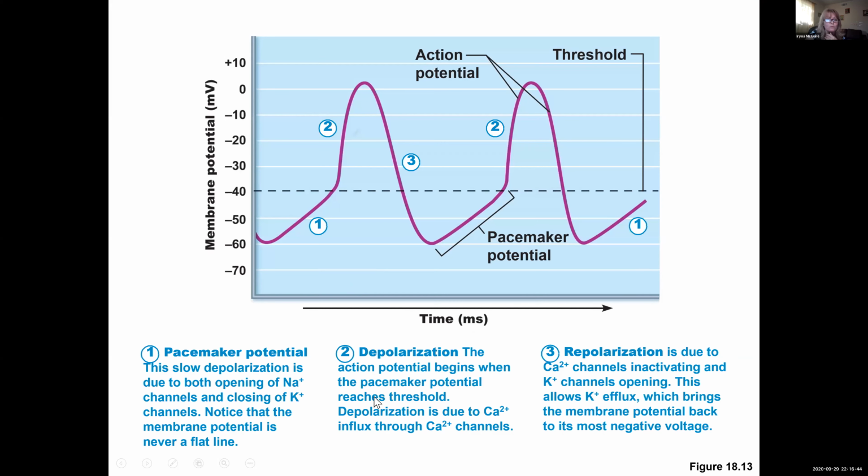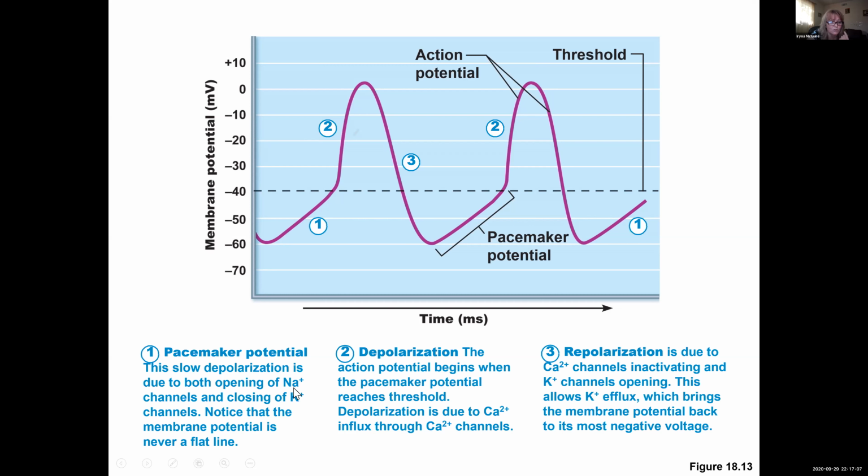And so this will be depolarization, and repolarization results from inactivation of calcium channels and opening of voltage-gated potassium channels. So how would it look on the graph? Again, this is the pacemaker potential. And you see it's never a straight line. It's always kind of rising. It always goes up. So why do we have this number 1? Why do we have this line?